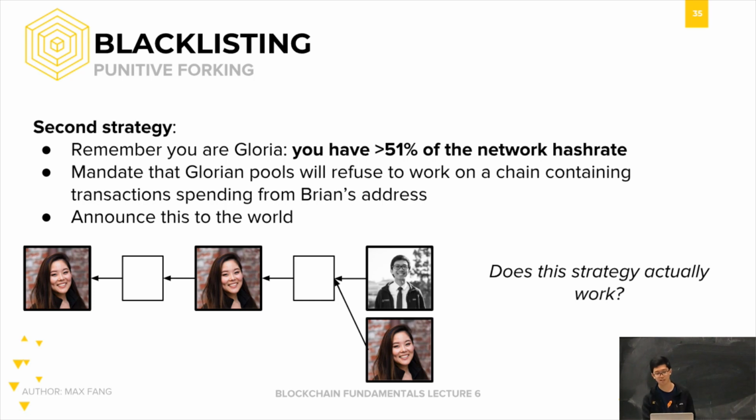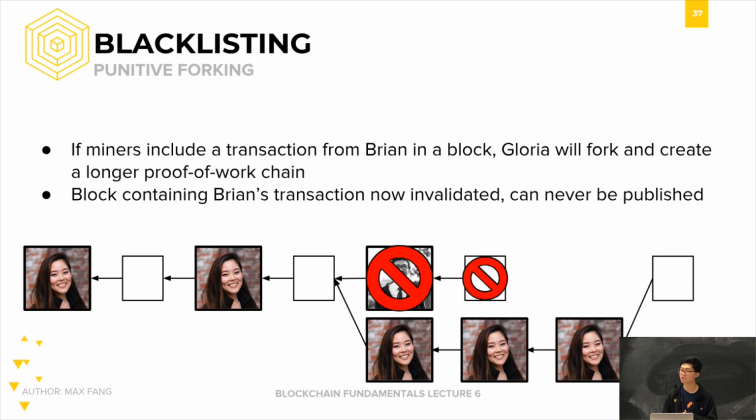Yeah, so that's exactly right. It works. We took a look at this example. If miners include a transaction with my stuff in it, Gloria will start mining her own secret chain and publish that once it's longer than everyone else's. And we know that this will work because, if we look back at the last section, if you have more than 51% in the network, you can always outpace the honest minority. And that's the whole key point. So now my transaction will never be published.